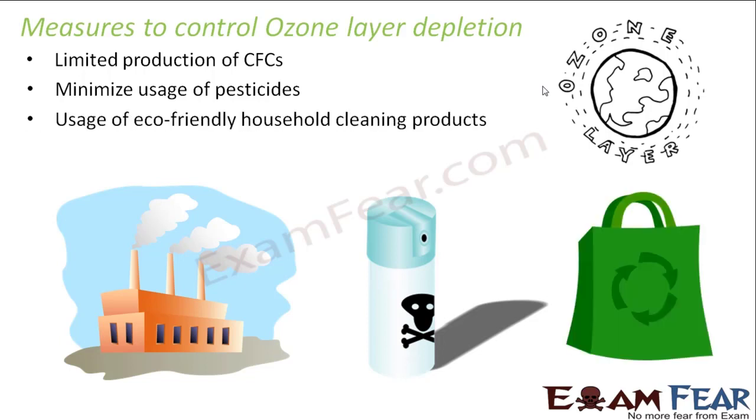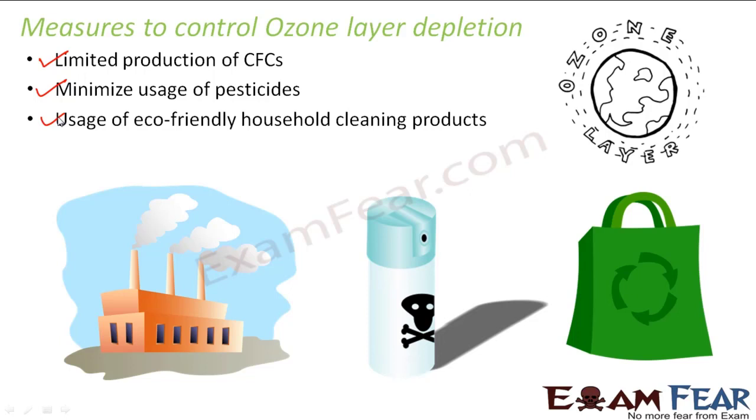Use eco-friendly household cleaning products, because there are some products which are eco-friendly. That means they are degradable. They can be broken down into simpler forms which can again be utilized or recycled in the atmosphere. But many of the cleaning agents which are being used in our houses contain a lot of harmful and poisonous chemicals which interfere with the existence of the ozone layer. So we should try to avoid things which cause the ozone layer to deplete, because after all, the ozone layer acts as a protective layer for us.